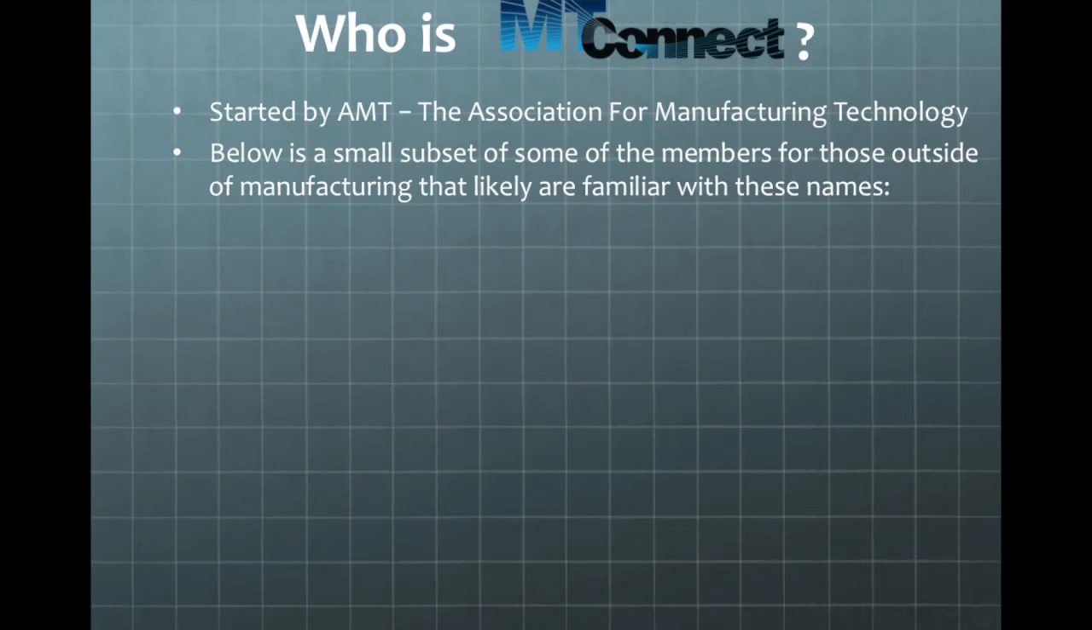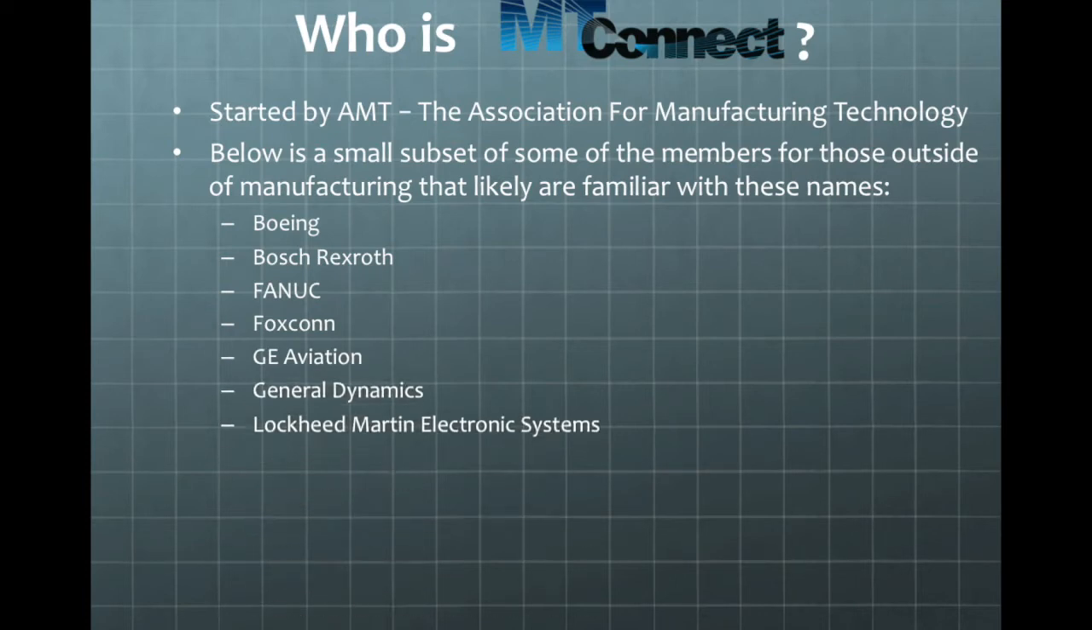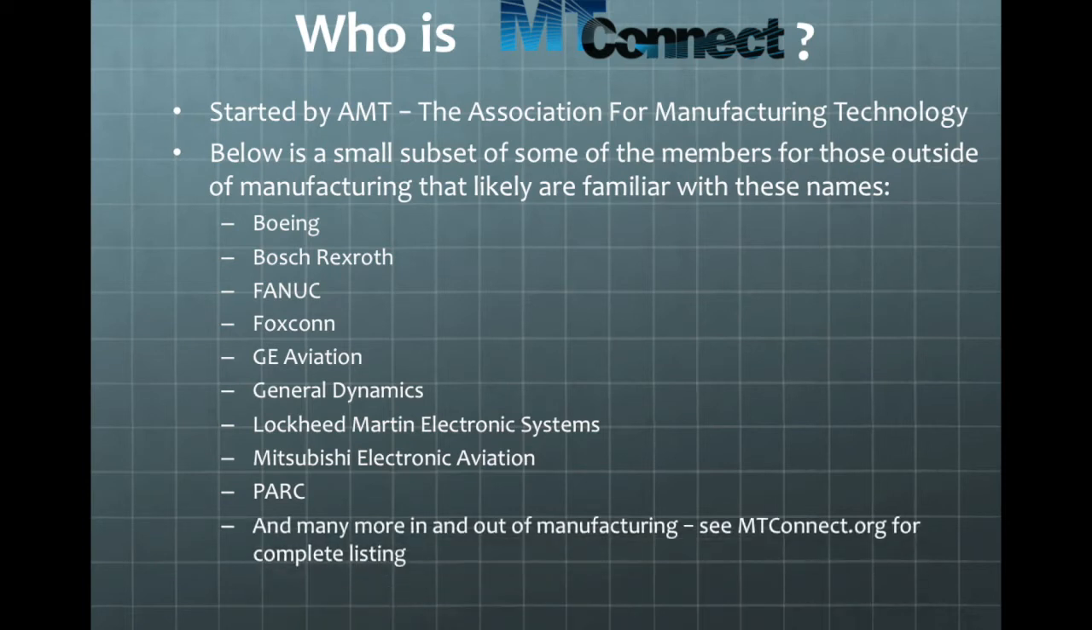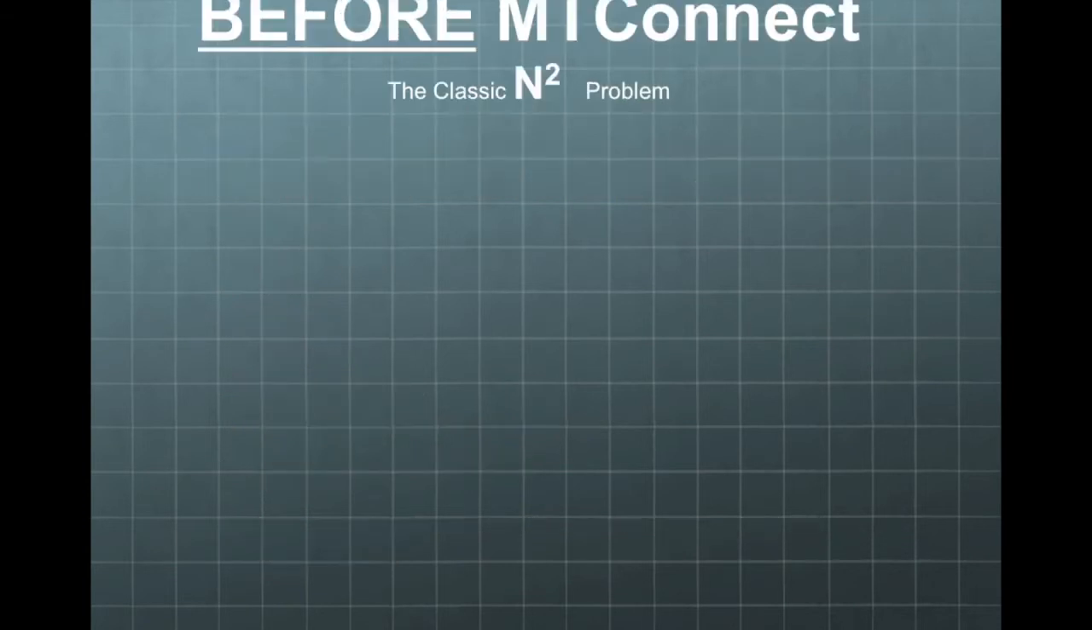And speaking of members, for those that are outside the manufacturing community and are just seeing MTConnect for maybe the first time, I thought I'd share a few names that I think most folks would be familiar with. Boeing, Bosch Rexroth, Fanuc, Foxconn, those are the people that make the Apple products. GE Aviation, General Dynamics, Lockheed Martin Electronic Systems, Mitsubishi Electronic Aviation, Palo Alto Research Center, also known as PARC, and there are many, many more, and you can go to mtconnect.org to see a complete listing.